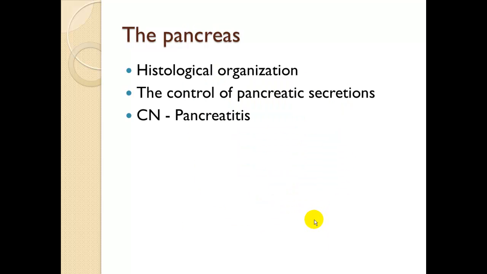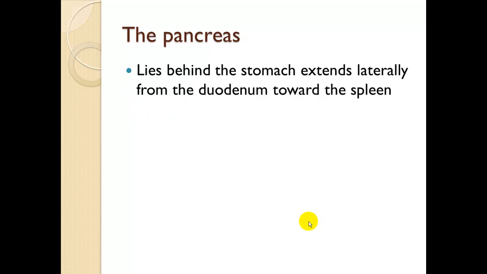The pancreas. We're going to look at histological organization, the control of pancreatic secretions, and then pancreatitis. The pancreas lies behind the stomach and extends laterally from the duodenum towards the spleen. So if the stomach, on this, the J point was here, the pancreas would be right underneath it in this area here.